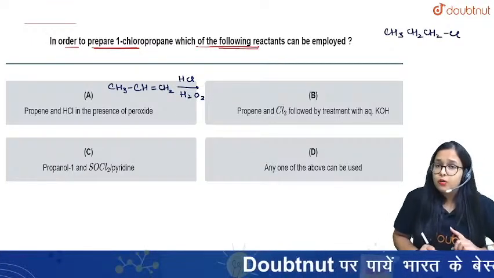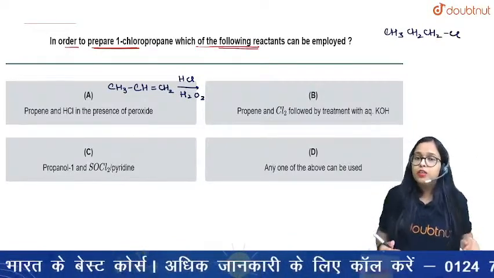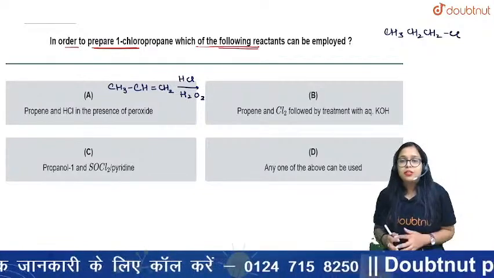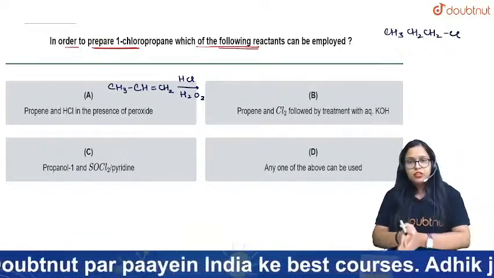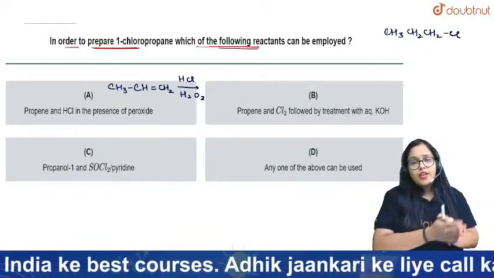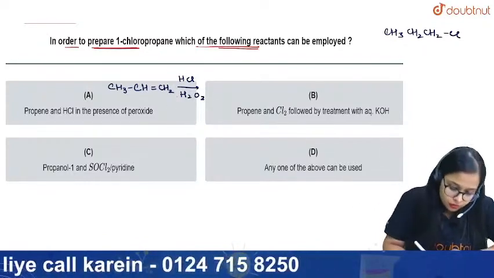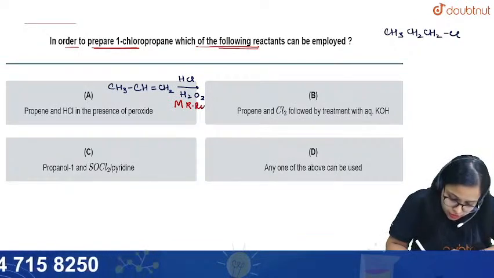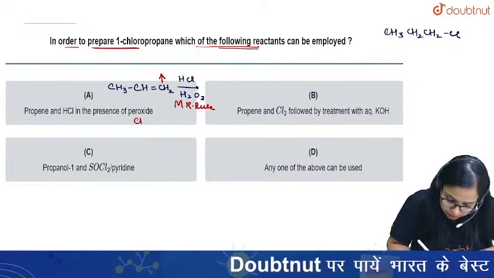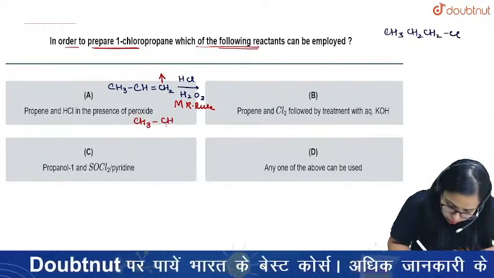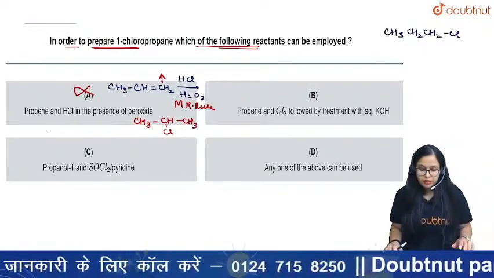Please don't tell me you'll follow anti-Markovnikov rule, as I have already repeated. Anti-Markovnikov rule is only followed when you take HBr with H2O2. Even if the reagent written in the question is HCl or HCl plus H2O2, you normally have to follow Markovnikov rule. Rich becomes richer. The carbon will get hydrogen, and the major product will be 2-chloropropane, not 1-chloropropane. A cannot be your answer, right?